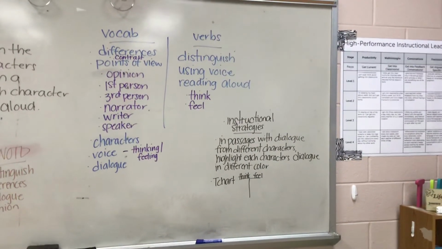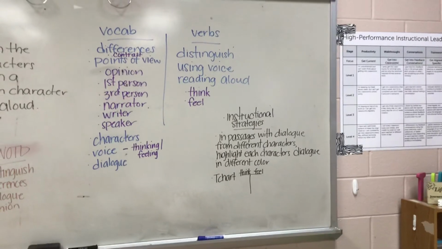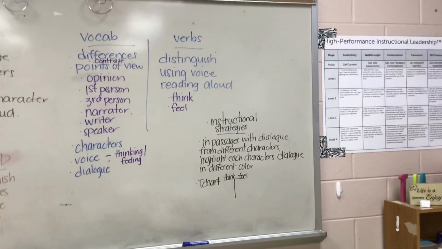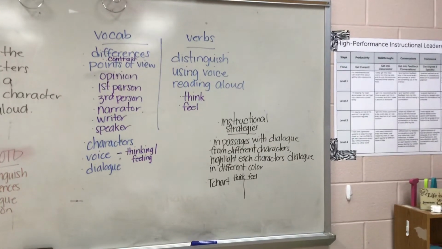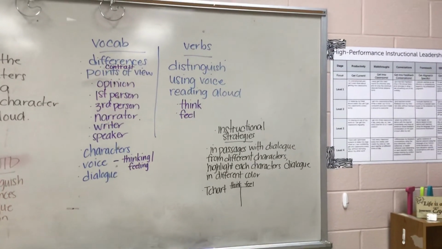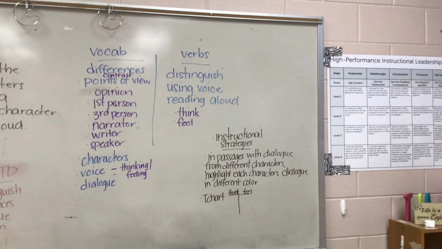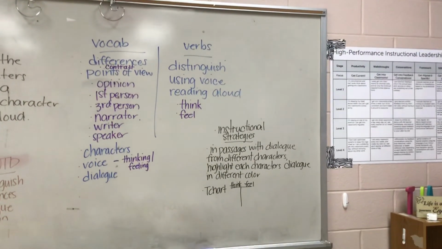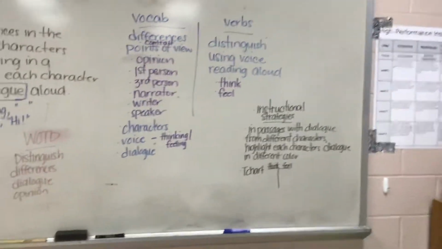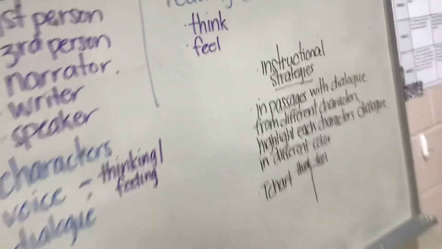But you know, if I'm sad, I'm going to use different words and I'm going to have a different tone of voice. If I'm excited, I'm going to have a different tone of voice. If I'm mad, I'm going to have a different tone of voice. So it's important for the students to incorporate how they're feeling or how the character's feeling when they're actually doing the reading. So let's look at it.